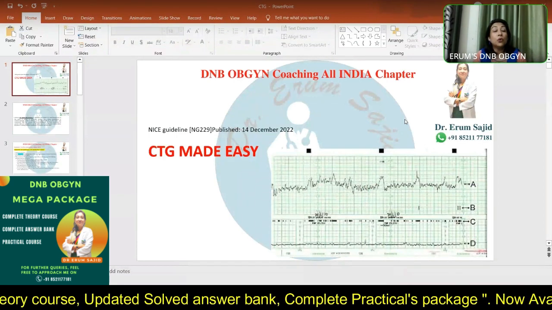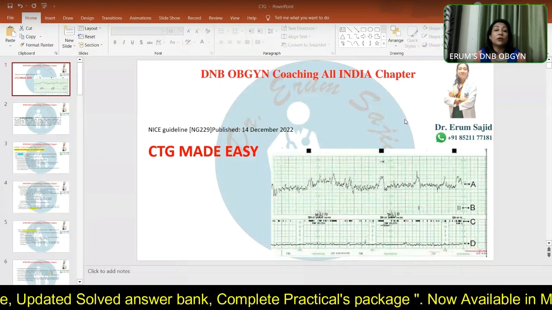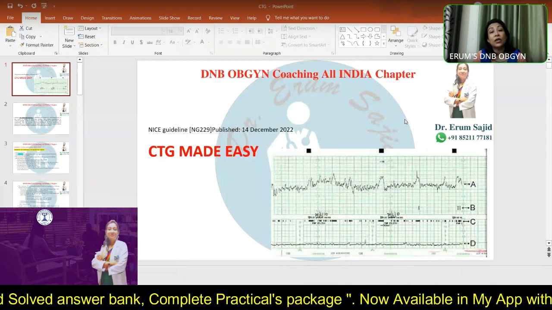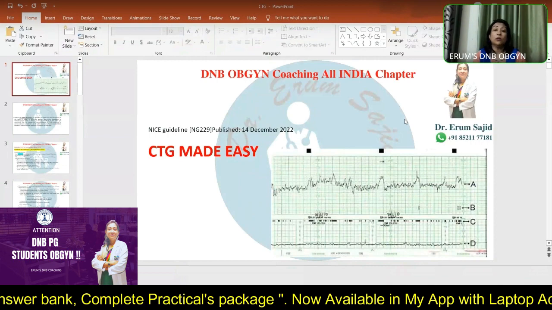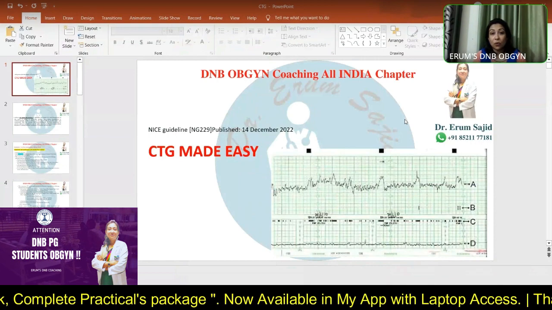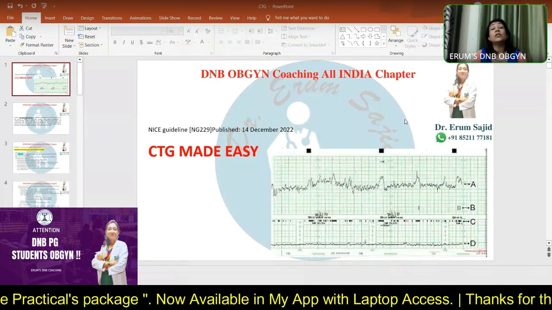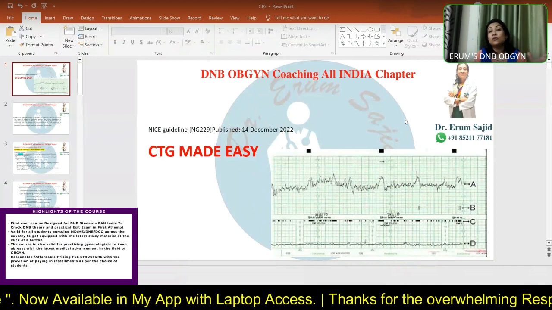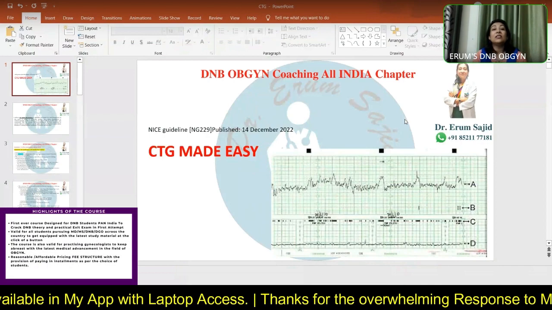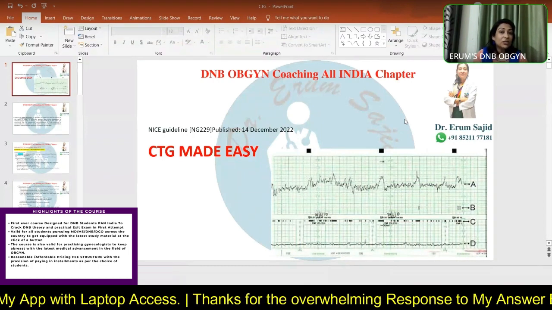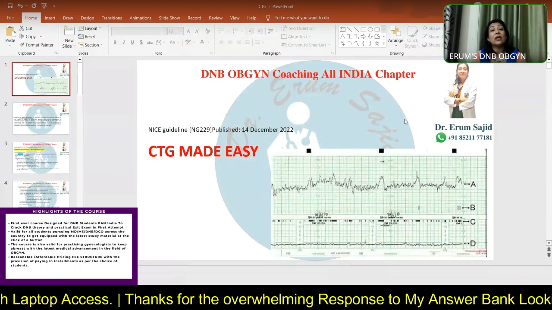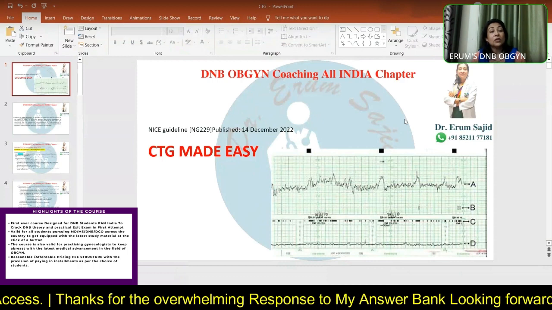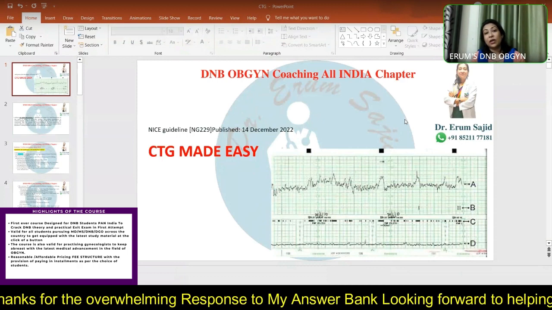And if you do know, the earlier way of classifying was as reassuring, non-reassuring, and abnormal. Okay, reassuring, non-reassuring, abnormal. First of all, that conceptual thing should be there in your mind. These were the features you used to find in the CTG. Okay, that the CTG is normal, CTG is reassuring, or CTG is abnormal. So it's reassuring, non-reassuring, and abnormal.